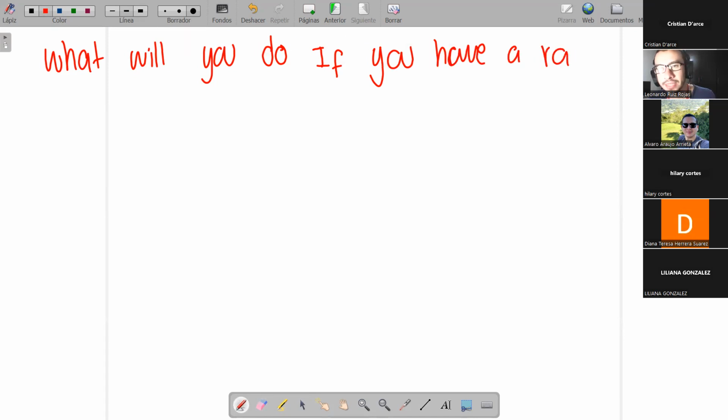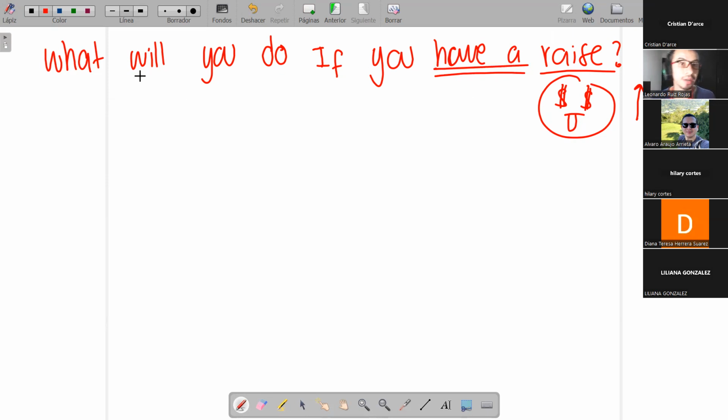a raise, what is the meaning of raise? What is the meaning of raise? Quedarse. Tell me again, Lily. Lotería. ¿Volverse rico? Un aumento. Remember, so if you have a raise or if you receive a raise, what will you do if you have a raise? Puede pasar, no? Of course, it's a possibility.